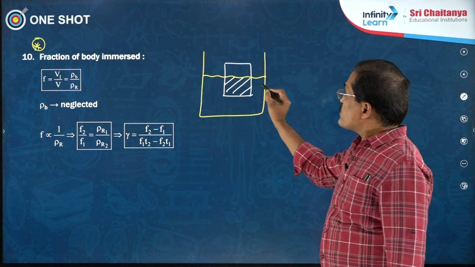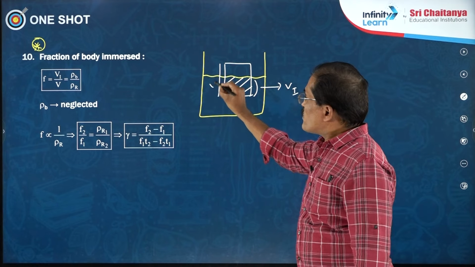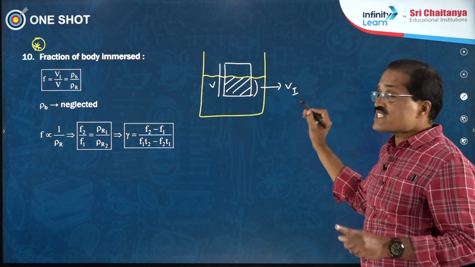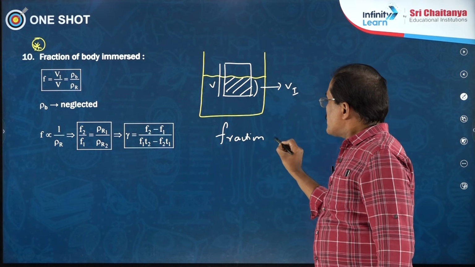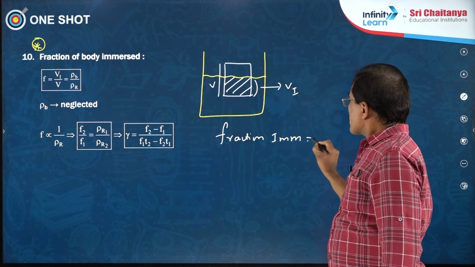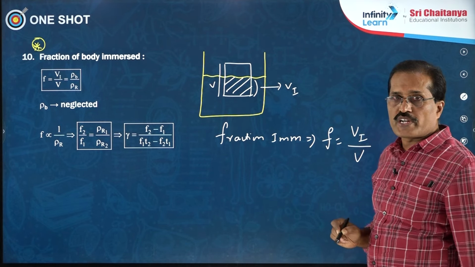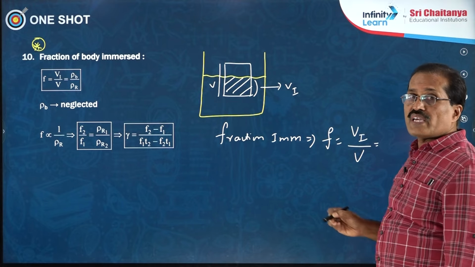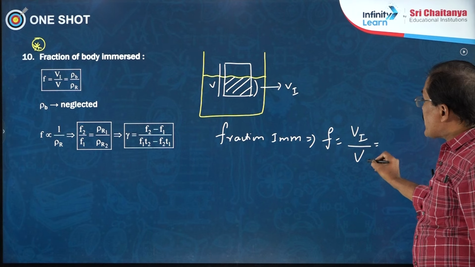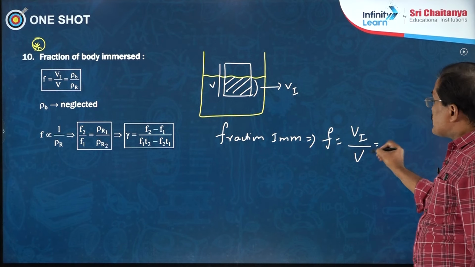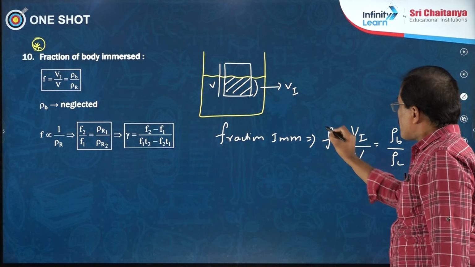Whereas the fraction of the body immersed: this is the volume of the body immersed, this is the total volume of the body. So, children, what is the fraction? Fraction of the body immersed, F, is equal to the volume of the body immersed by the volume of the entire body. For this we have one formula from the mechanical properties of fluids: Vi by V is equal to density of the body by density of the liquid, the fraction of the body immersed.